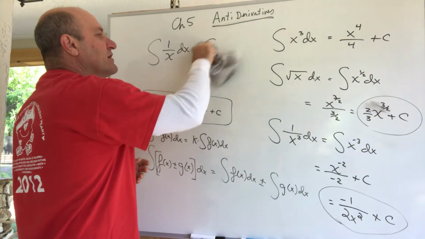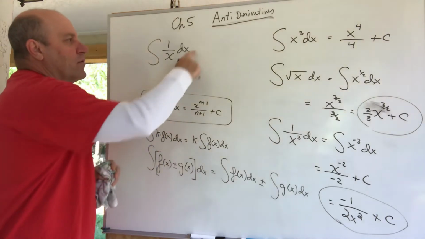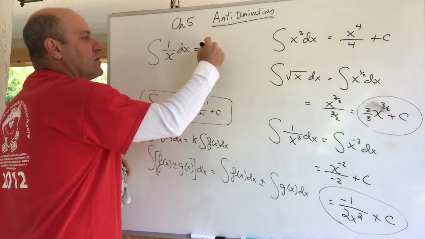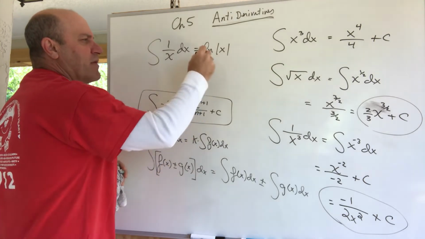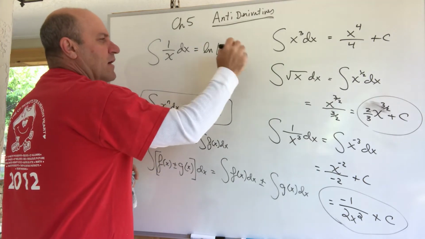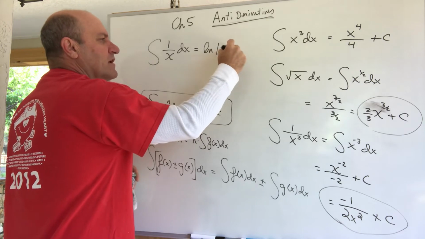This particular example is not a power rule. This is the natural log function. We put absolute value on that because we want the input to be positive for the natural log. Natural log plus c.